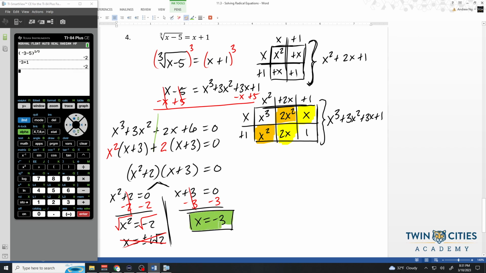If I ever get a false statement when I go to check, say I would have gotten negative 2 equals 7. Well, those two are clearly not equal to each other, and therefore that's a false statement. Then it would be an extraneous solution. But because I get the exact same thing, then this is a true solution here.